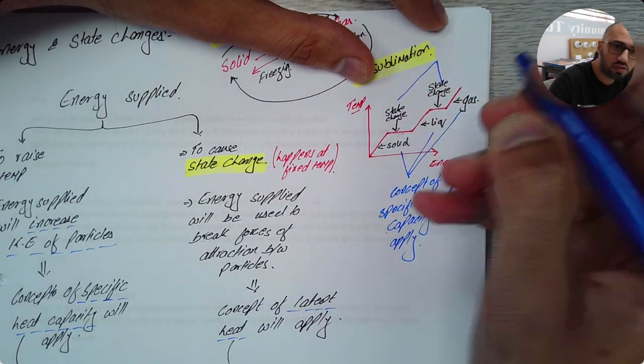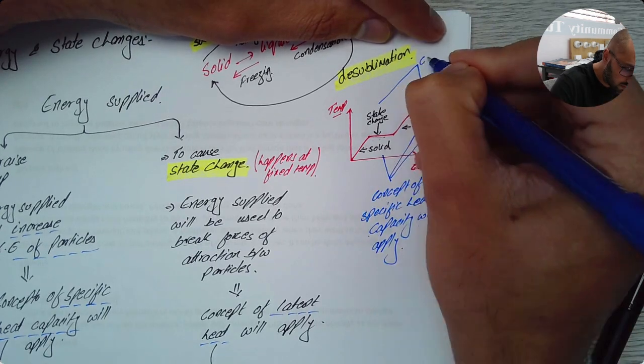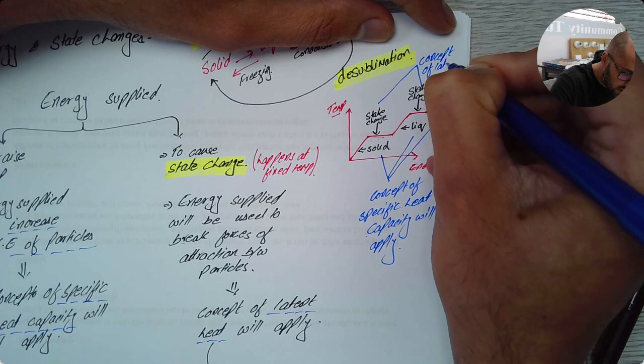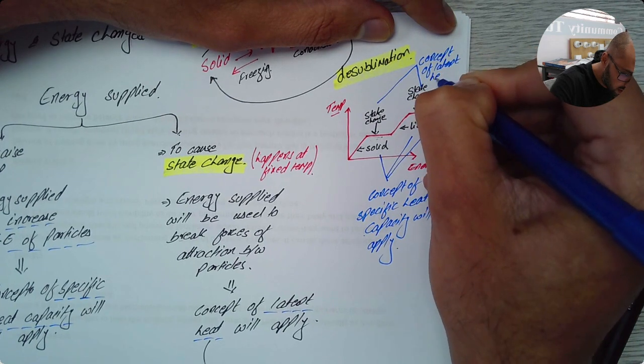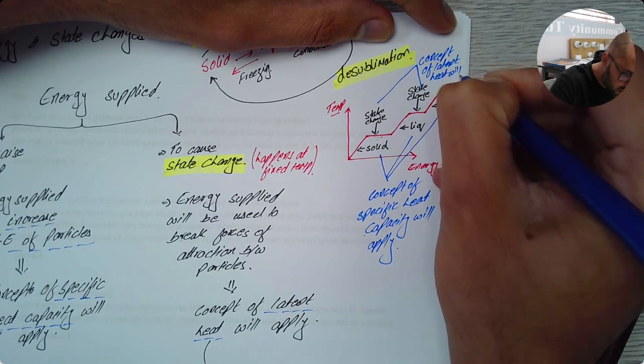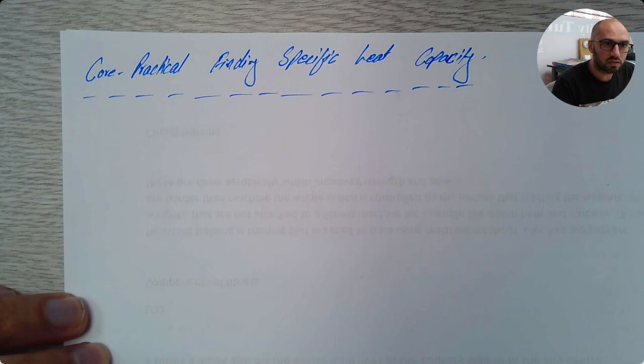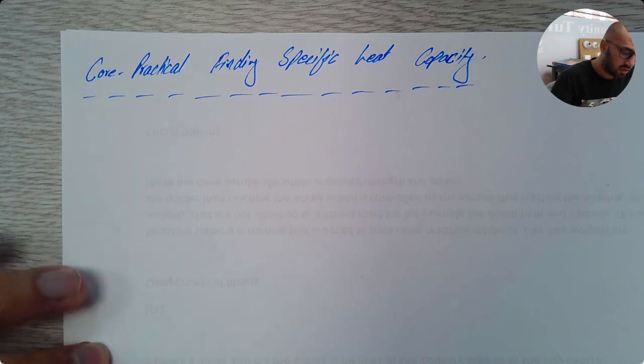These two sections, the concept of latent heat will apply. The next section is on core practical, finding specific heat capacity of the object.